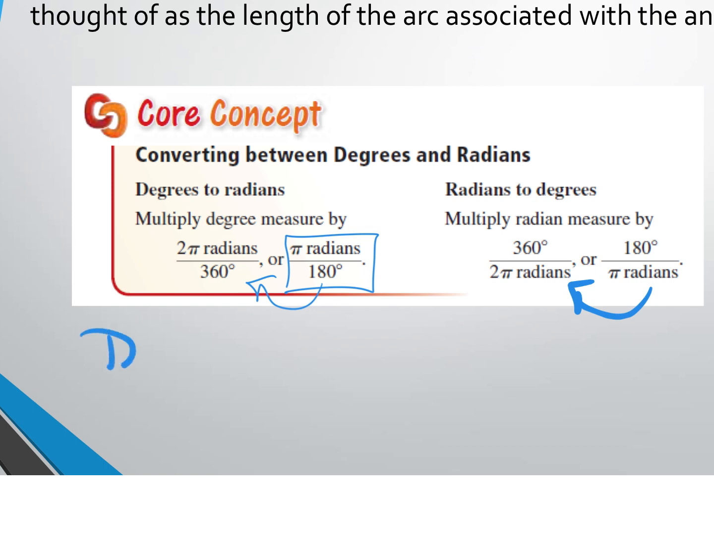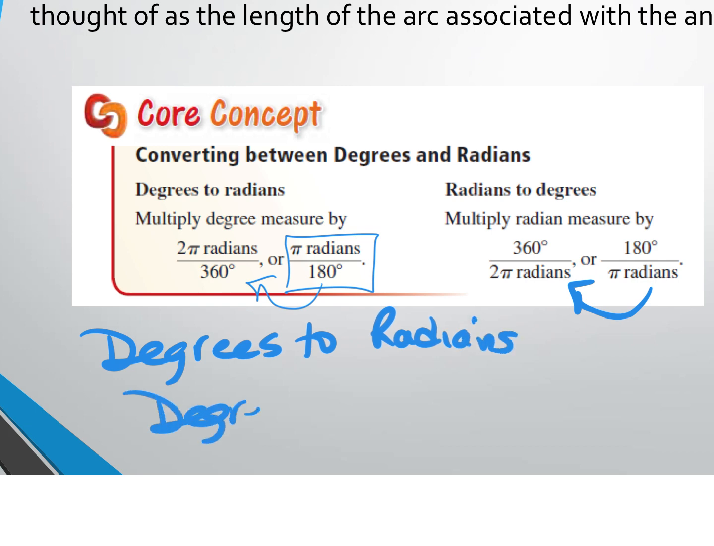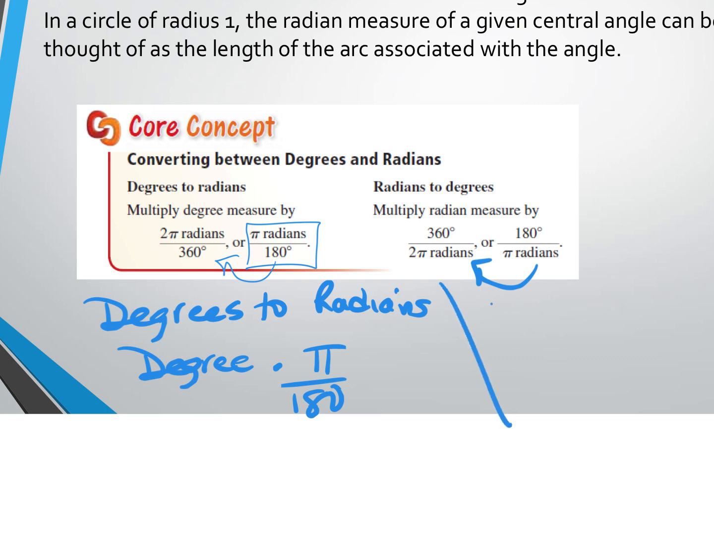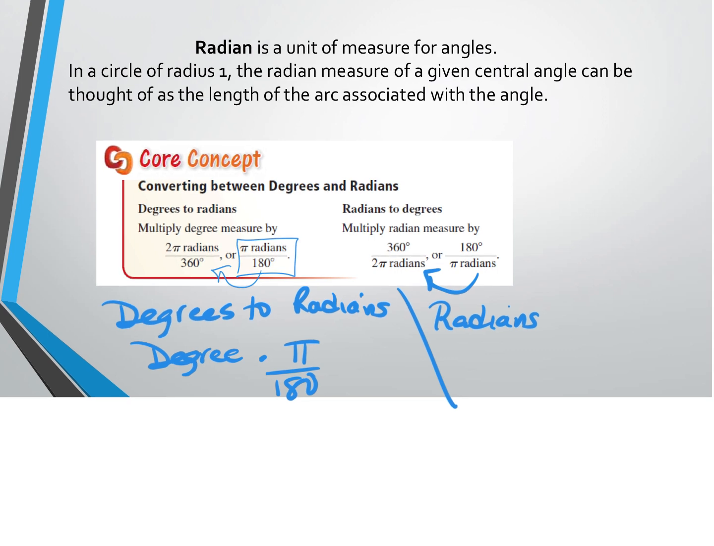So when I want to convert from degrees to radians, I'm going to take my degree measure and multiply it by pi over 180. If I want to convert from radians to degrees, I'm going to take my radian measure and multiply it by 180 over pi.